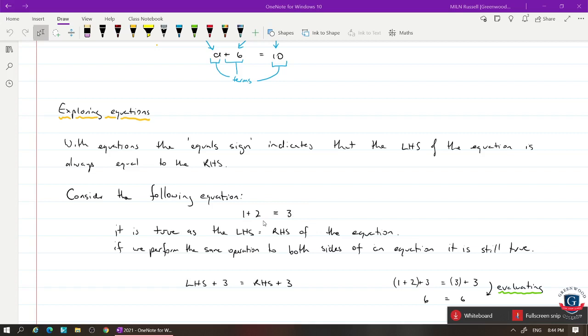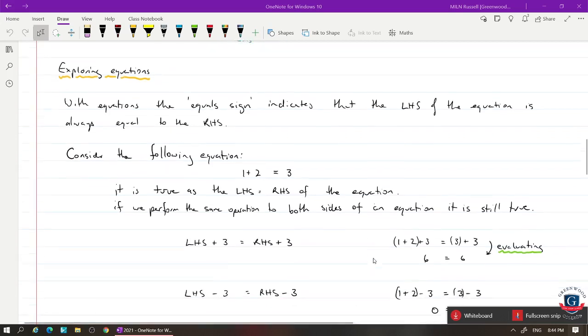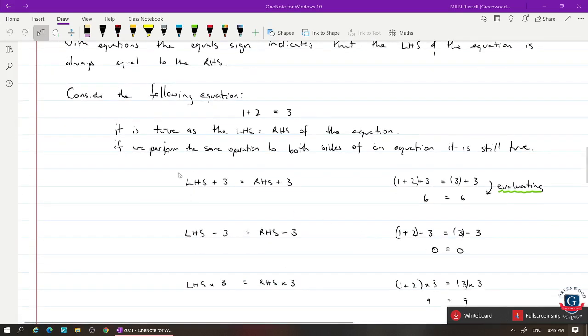It's two sides of an equation. If we get this idea clearly, the rest of this starts to make sense. So let's have a look. If we took the left-hand side of this equation and the right-hand side of this equation and added 3 to both sides, would the equation still be equal?